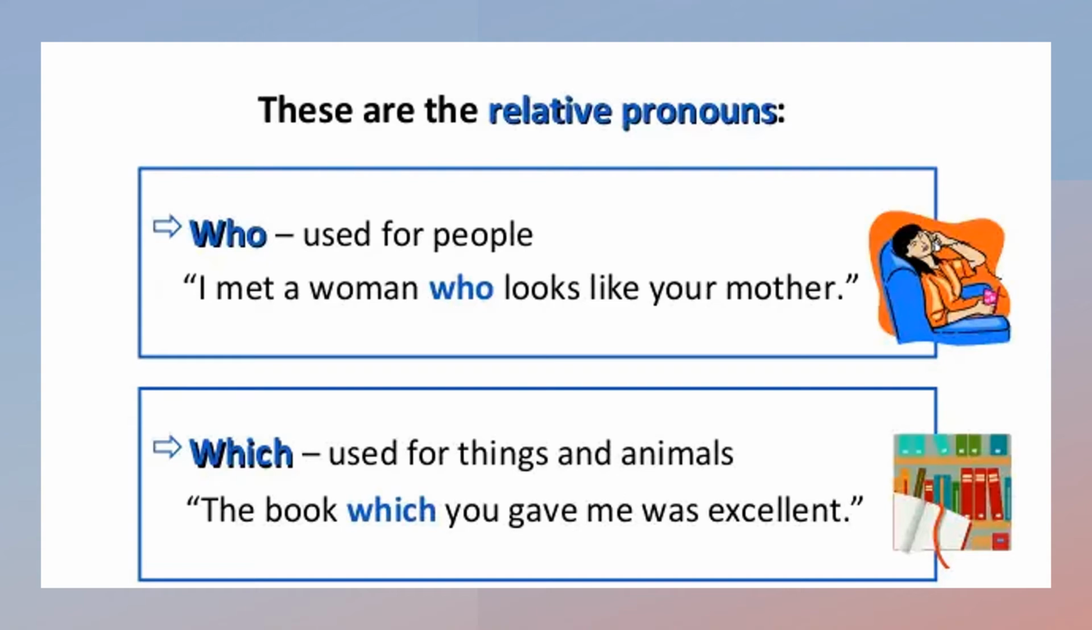Again, if you translate to Malay, who and which are both yang. First, saya bertemu dengan perempuan yang mukanya seperti muka your mother. And the second sentence, buku yang. So both are yang when you translate to Malay, but the way you use them in English is very different. So you have to focus on the word before who or which. If the word before the blank is a human, you have to use who. If the word before the blank is a thing or animal, you have to use which.